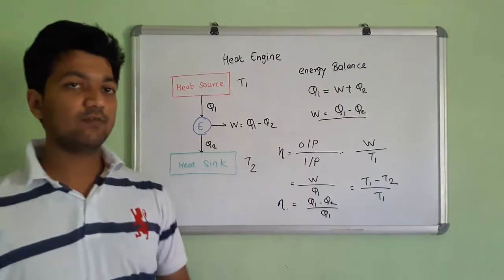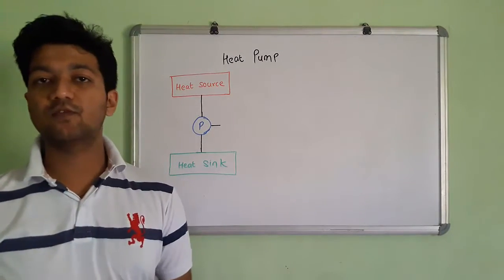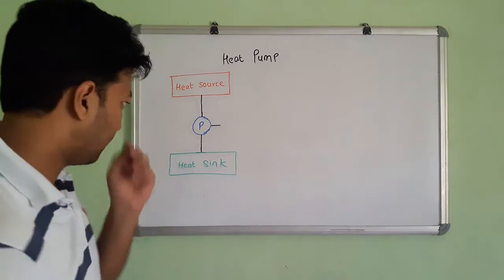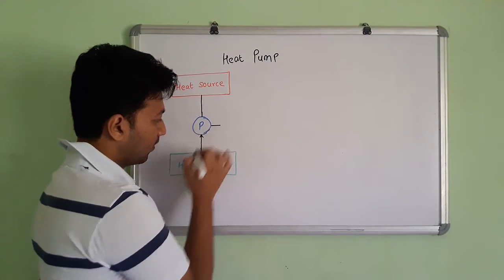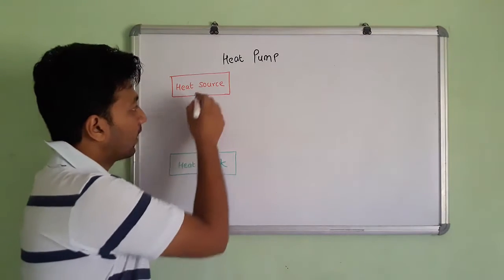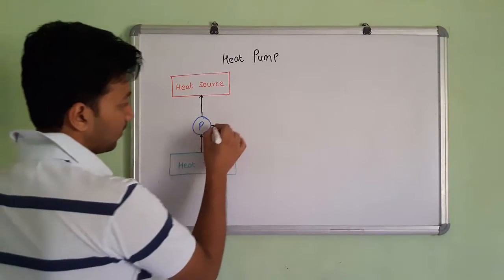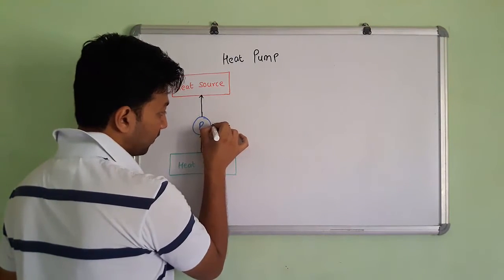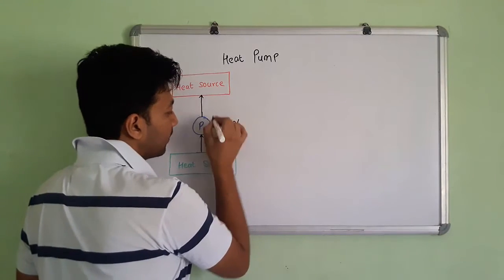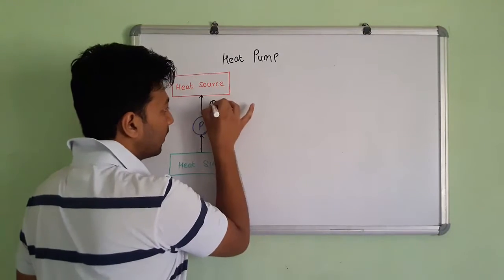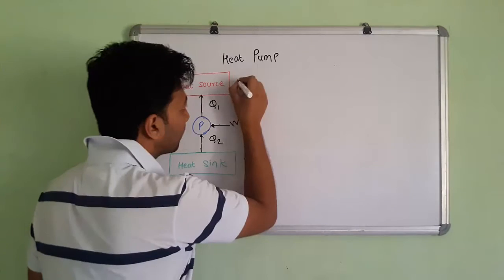Now we see the heat pump. Heat pump is the work absorbing device. That's why it takes the heat from the heat sink, so the arrow is in the upward direction and it transfers the heat to the heat source. So here we have the work absorbing device, with the work direction into it. W, this is also Q2 and Q1. We have T2 here, T1 here.